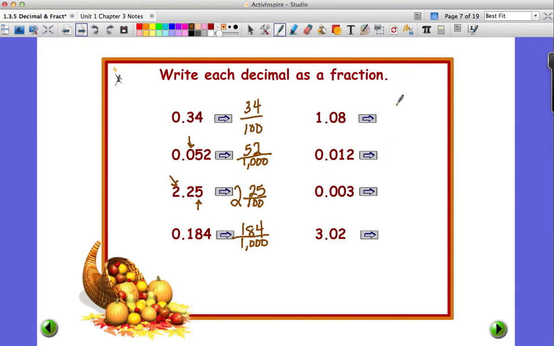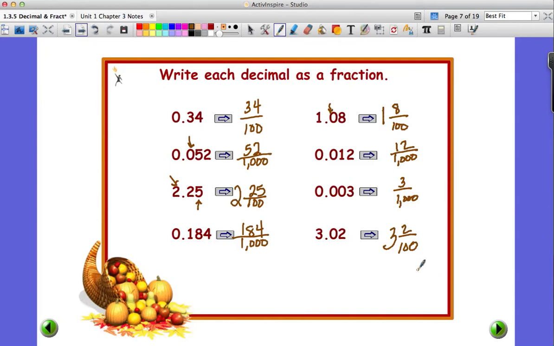Alright, so then here you have 8 out of 100. Again, the 0 is just a placeholder telling us that the hundredths place is where we end, so that's how many pieces we need to make a whole group. And we made one whole group before that. So here we have 1,000 as our denominator, 12 is our numerator, no whole number, 3 as our numerator, and 1,000 as our denominator, and then 3 as our whole number, and 2 over 100.